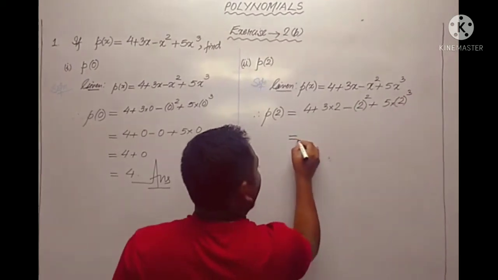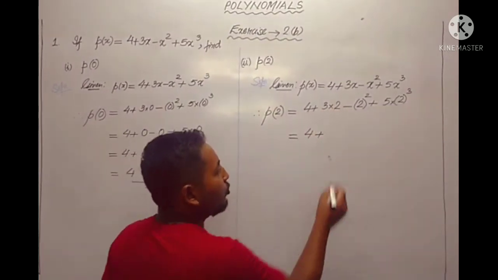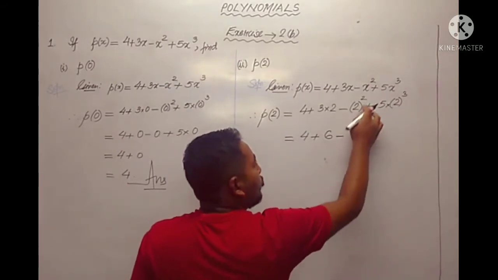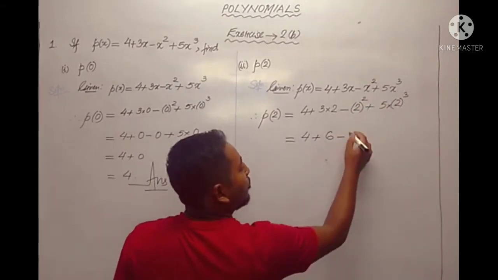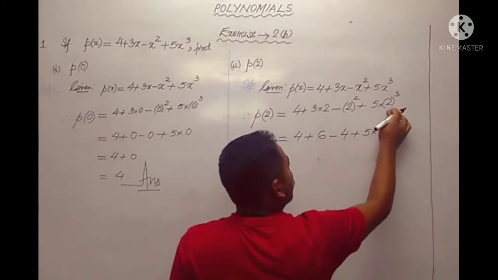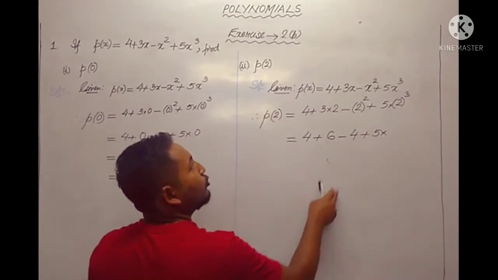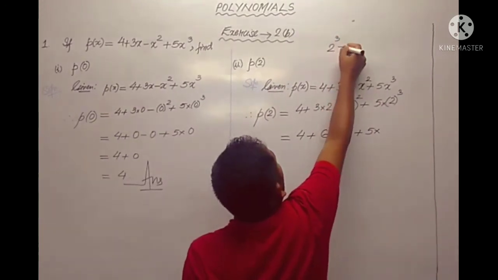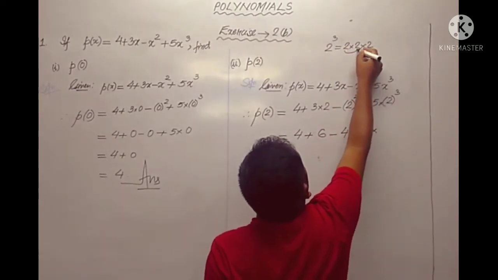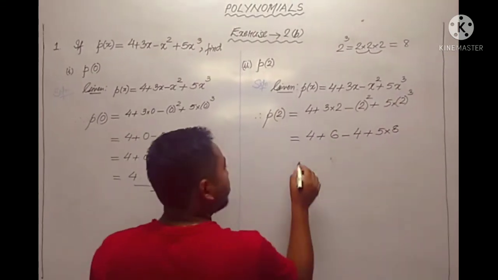Okay. Now you have the next line. 4 plus 3 into 2 will give you 6, minus 2 square. 2 square means 2 into 2. It is 4. Plus 5 into 2 cube. 2 cube means 2 into 2 into 2. See, 2 cube equals to 2 into 2 into 2. 2 2s are 4, 4 2s are 8. It means 8. So 5 into 8.